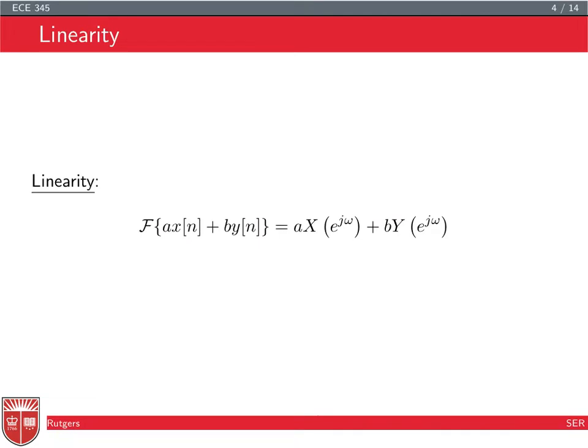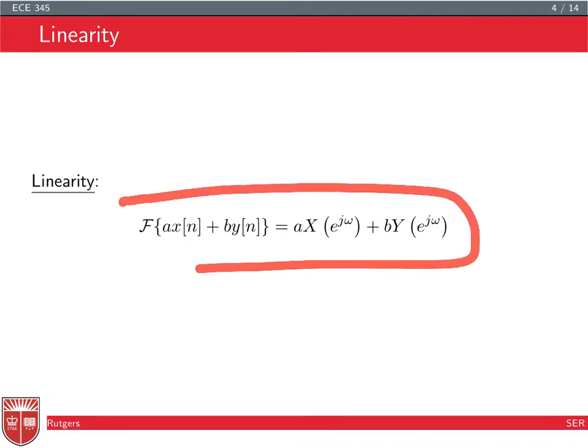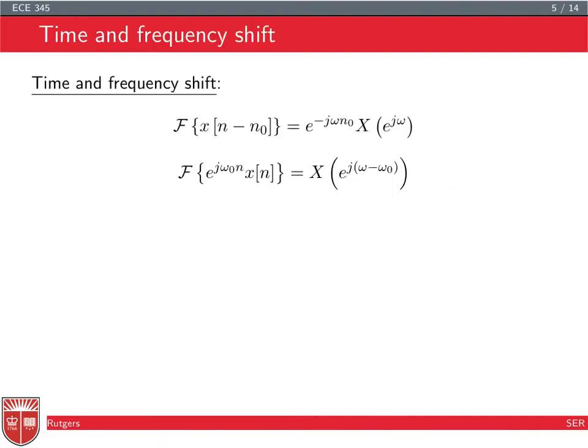The second property you are also familiar with, and it says that the DTFT is actually a linear transformation, meaning that the transform of the sum or the weighted sum is the sum of the transforms. We usually use this property a lot even without thinking about it.